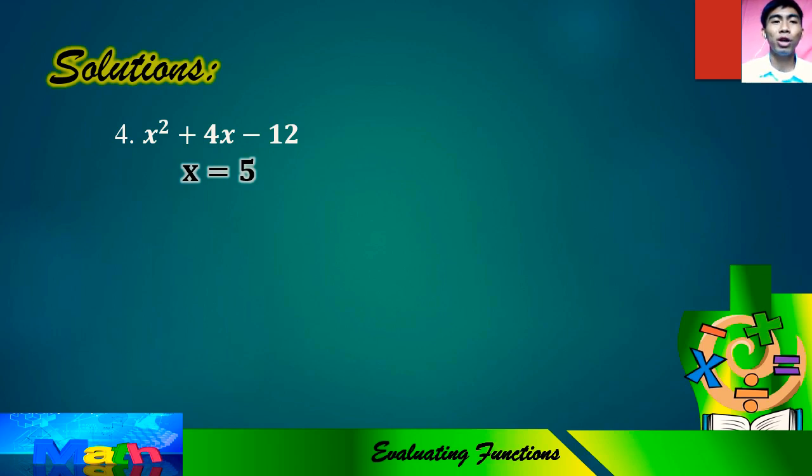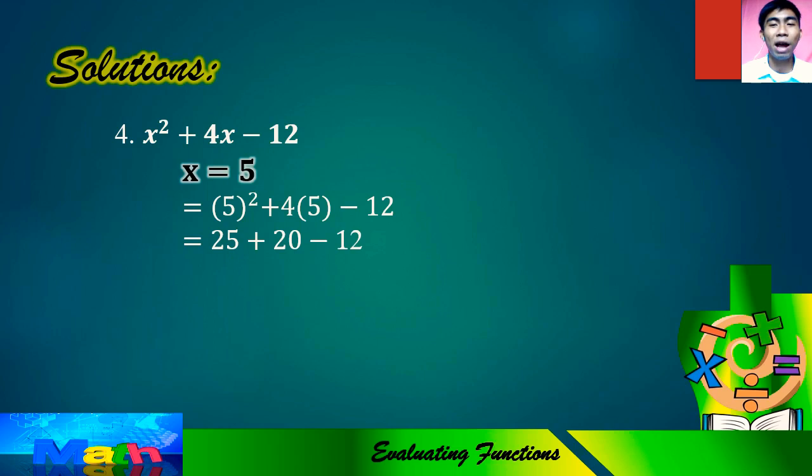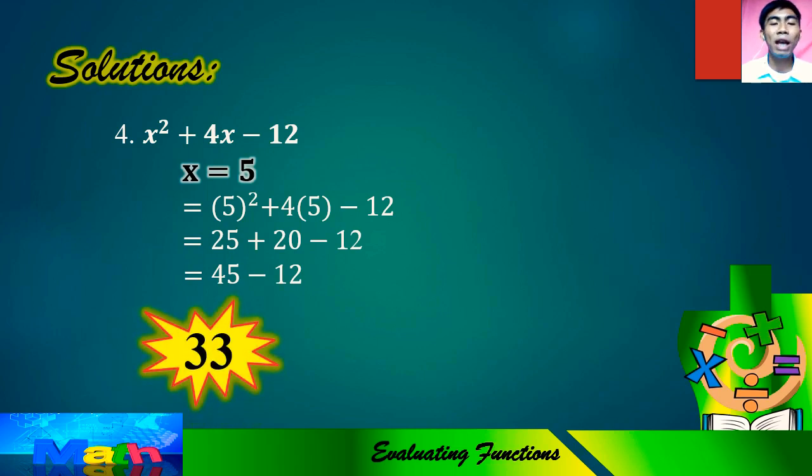Our next expression is x squared plus 4x minus 12. To evaluate this expression at x equals 5, replace x by 5. We have 5 squared plus 4 times 5 minus 12. And 5 squared is 25 plus 4 times 5 is 20 minus 12. 25 plus 20 is 45 minus 12. The answer is 33.